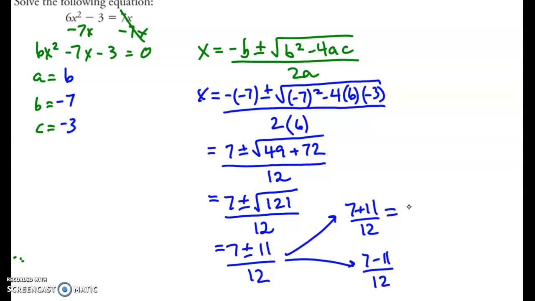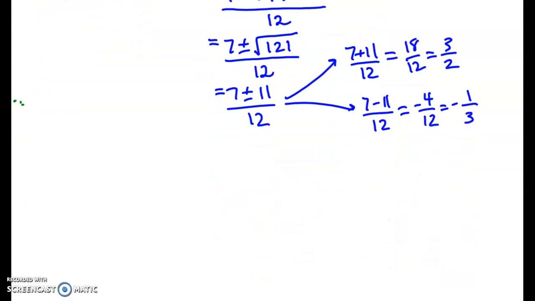And so 7 plus 11 is 18 twelfths. That can be reduced to 3 over 2. The other option, 7 subtract 11, will be minus 4 twelfths, which reduces to negative 1/3. And there we have our 2 values of x. Now, if we were picturing this graph of the quadratic, we would have 1, 0 at 3 over 2, which is 1.5 if you want to go to decimals. I like fractions. And then negative 1/3 would be about here.